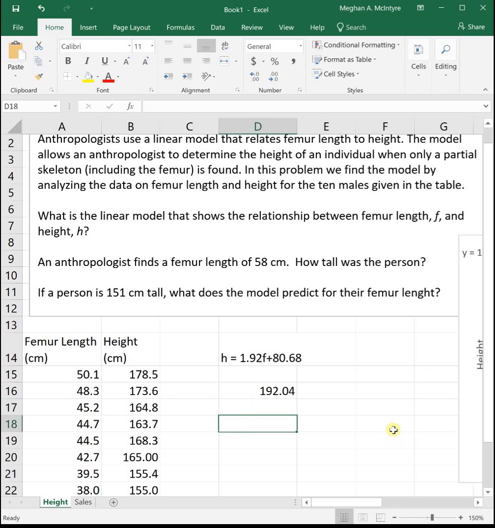And the next one, if a person is 151 centimeters tall, what does the model predict for their femur length? Well, now we know our height, so that goes in for H. So 151 is equal to 1.92 F plus 80.68.